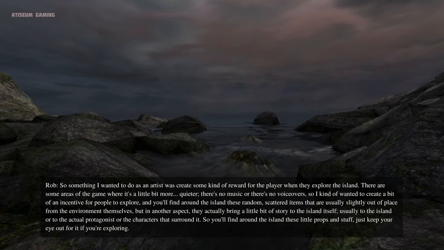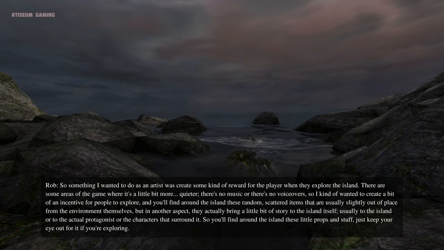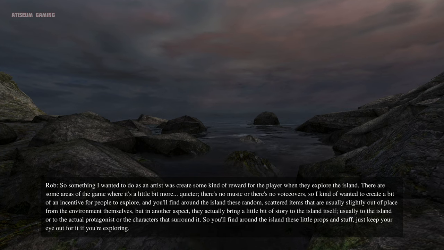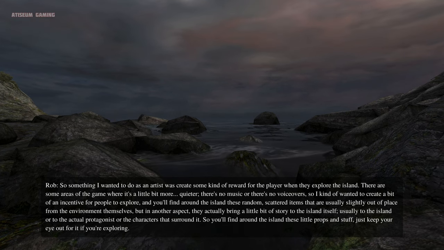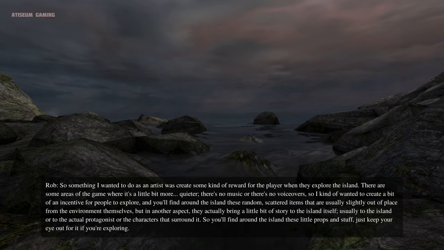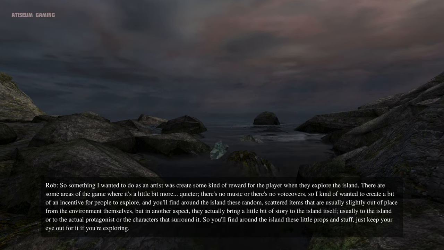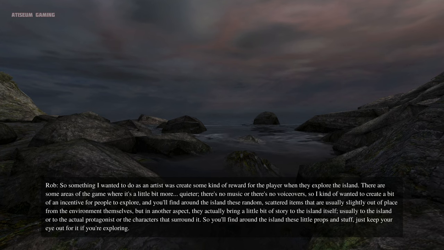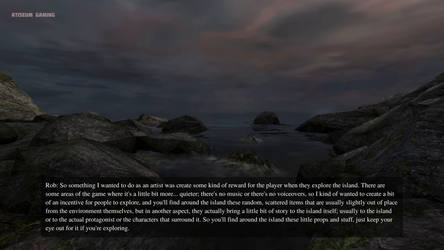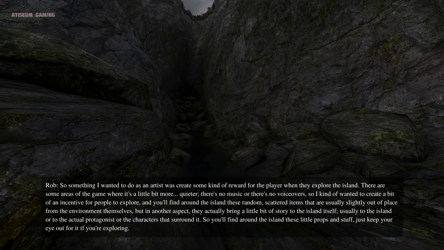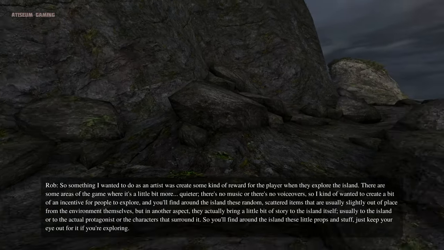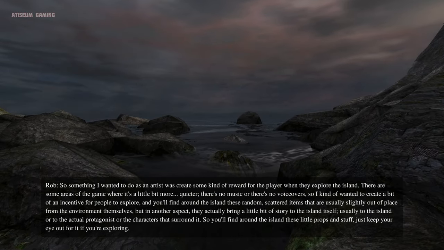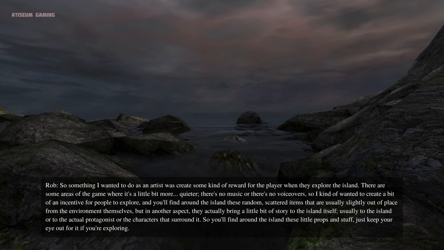So something I wanted to do as an artist was create some kind of reward for the player when they explore the island. There are some areas of the game where it's a little bit quieter, there's no music or no voiceovers. So I wanted to create a bit of an incentive for people to explore. And you'll find around the island these randomly scattered items that are usually slightly out of place from the environment themselves. But in another aspect, they actually bring a little bit of story to the island itself, usually to the island or to the actual protagonists, or the characters that surround it.